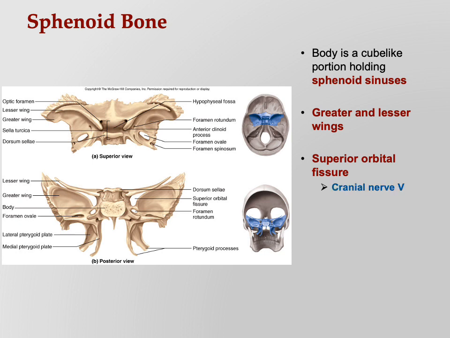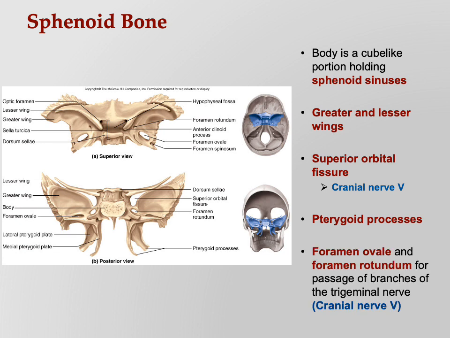This is where cranial nerve 5 passes through, by the way. And so that's the trigeminal nerve. We'll learn more about that coming up. The pterygoid process, again, you can see them hanging down. That's where jaw muscles attach. Then the foramen ovale and the foramen rotundum. These are for passage of branches of the trigeminal nerve, cranial nerve number 5.